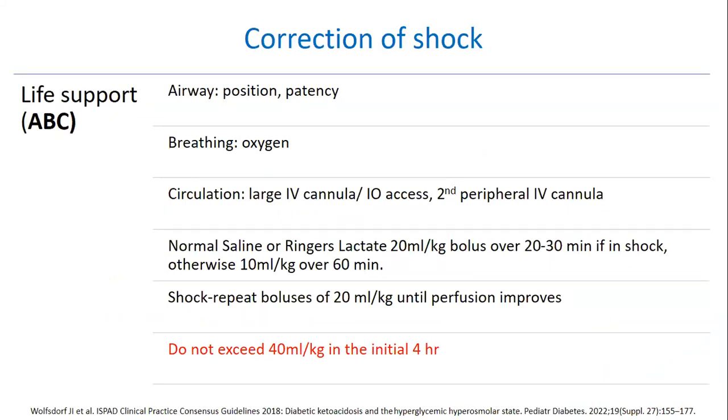So the airway, you need to look into the airway and position the airway. Head tilt, chin lift maneuver, the same protocol we use for ETAT. Check for patency. If there is a problem, intervene. In B, you check if you give oxygen to patients with circulatory impairment or shock, severe circulatory impairment, or those who are in shock.